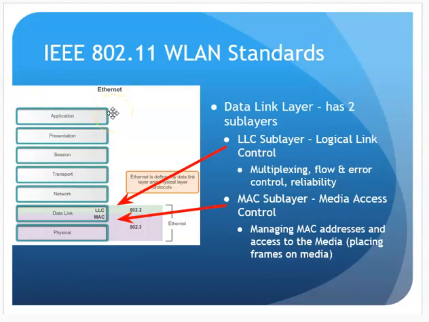If we look at our OSI model, okay, application, presentation, transport, network, data link, physical. When we look at our wireless standards, again, they're looking at the bottom two layers, and more specifically, the data link layer is broken into two layers. There's the logical link control sublayer and the media access control sublayer. So your data link layer is broken into two pieces. The upper half, the logical link control, handles multiplexing, flow and error control, reliability, those sorts of things.